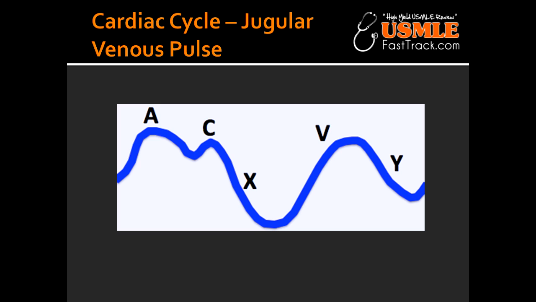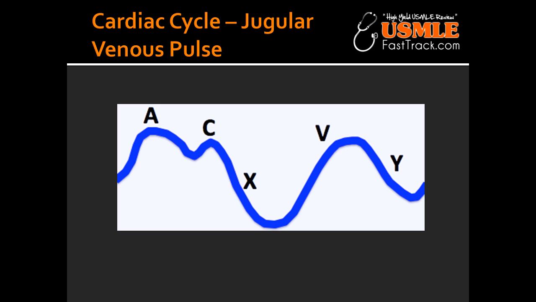Cardiac cycle, jugular venous pulse, JVP. Please refer to the second picture on page 256 to answer questions about the jugular venous pulse. What is the A wave of the jugular venous pulse? The A wave is the atrial contraction. What is the C wave of the jugular venous pulse? The C wave is the right ventricle contraction, and the reason this is happening is because the pressure in the right ventricle will cause the closed tricuspid valve to bulge into the atrium.